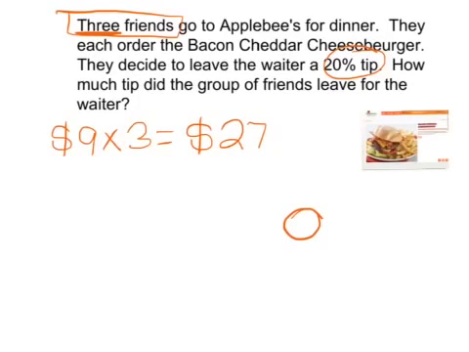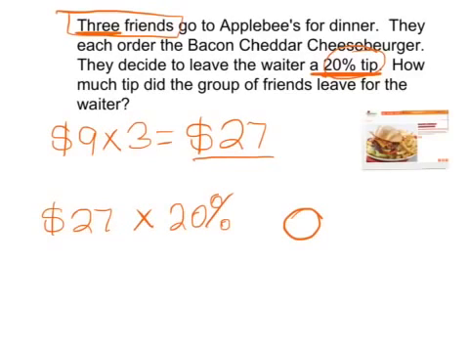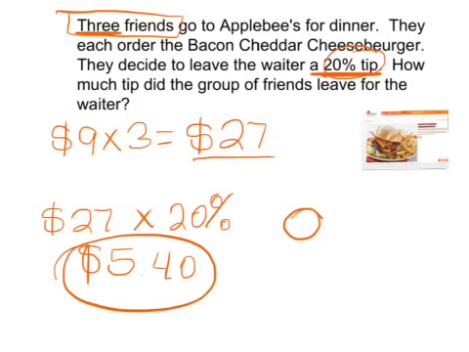So we know that our tip was 20% of the bill. In math, we've learned that the word of means to multiply. So when you take the total bill and times it by the rate, the tip rate, you will get $5.40. And this is the amount of tip that the 3 friends left for the waiter.